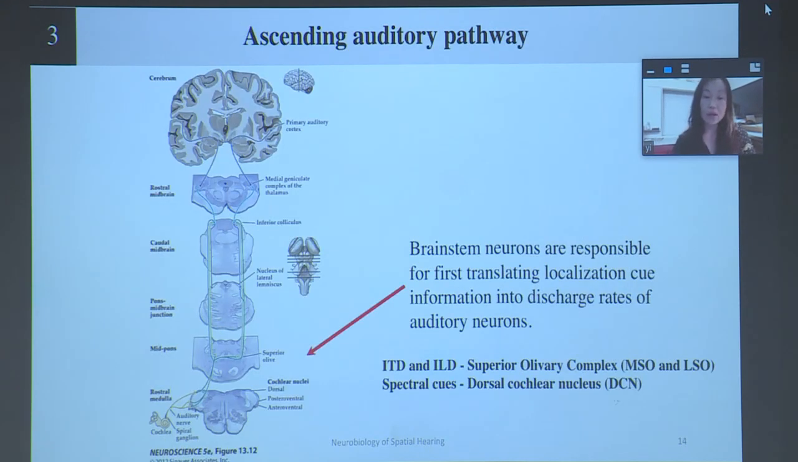So decades of research have realized that the three cues, ITD, ILD, and monaural spectral notch cues, are first encoded by neurons in the brainstem of the auditory system, especially the superior olive for encoding the binaural cues, ITD and ILD, and the cochlear nucleus, especially the dorsal part of the cochlear nucleus, which is responsible for encoding the spectral cues. Concerning the time of this lecture, next we'll focus on the neural coding mechanisms for ITD and ILD.